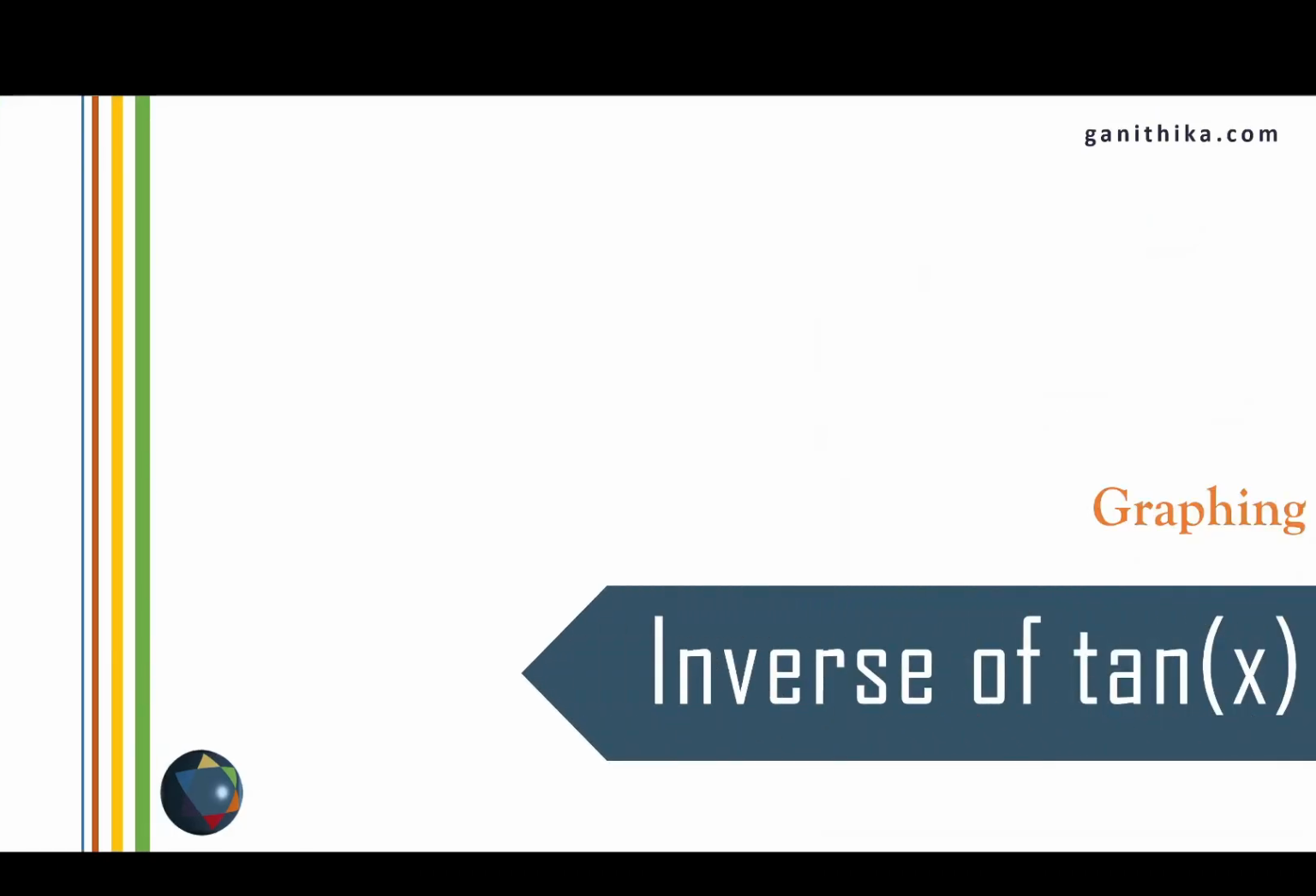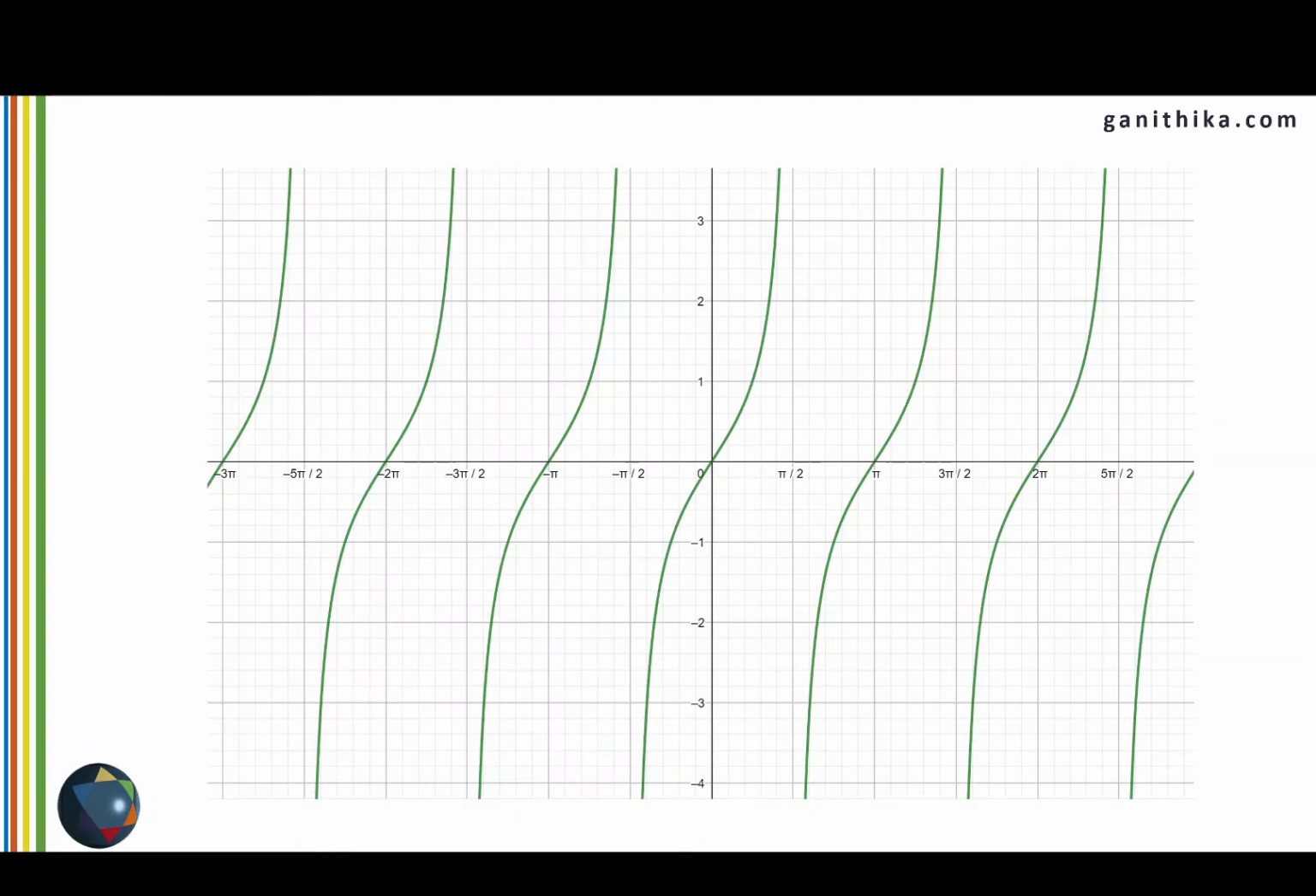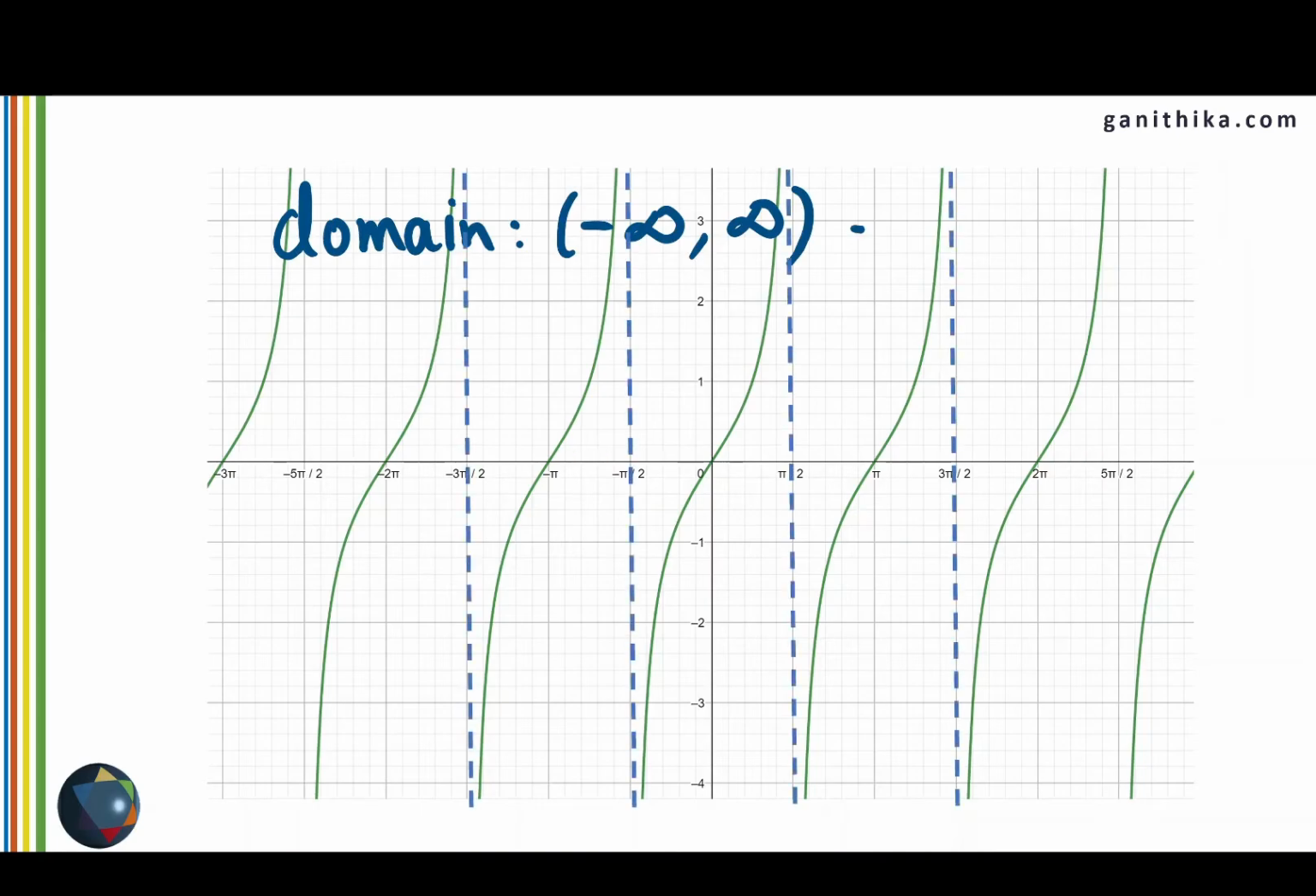Now let's move on to inverse of tan x. This is the graph of tan x. You can see that there are asymptotes at every odd multiple of pi over 2. Therefore, the domain will be all real numbers minus odd multiples of pi over 2.